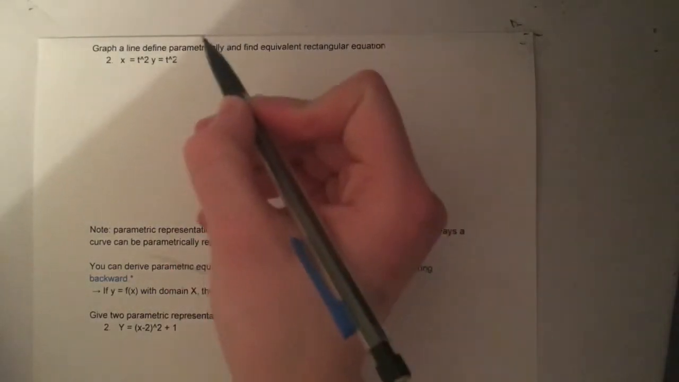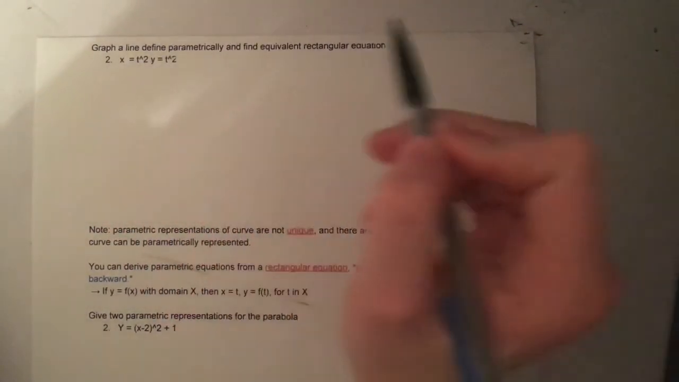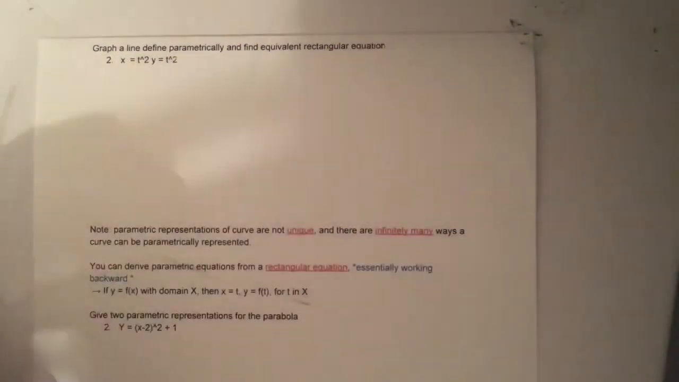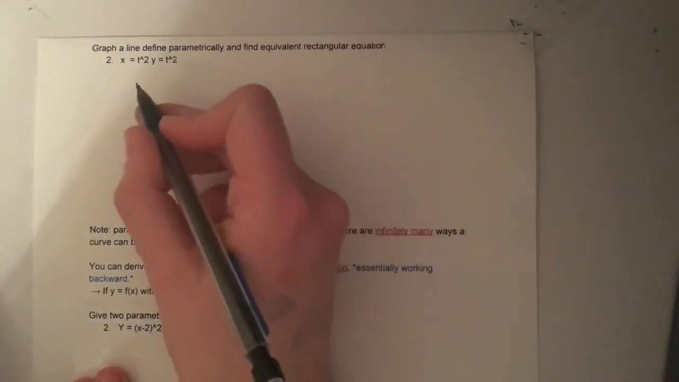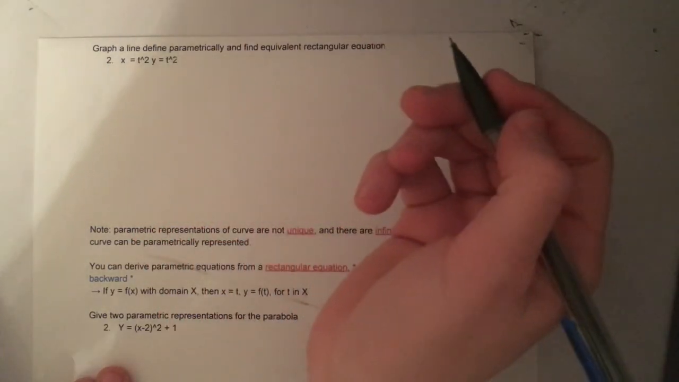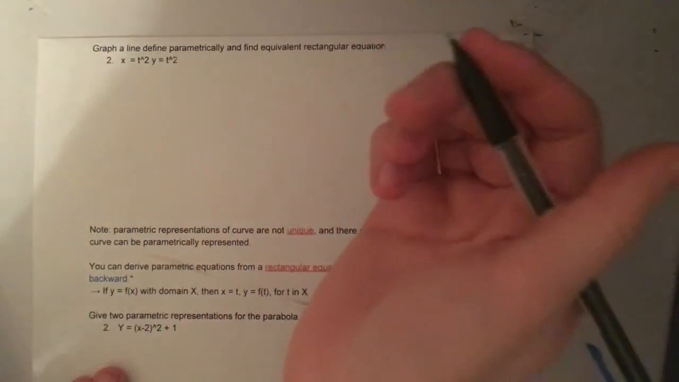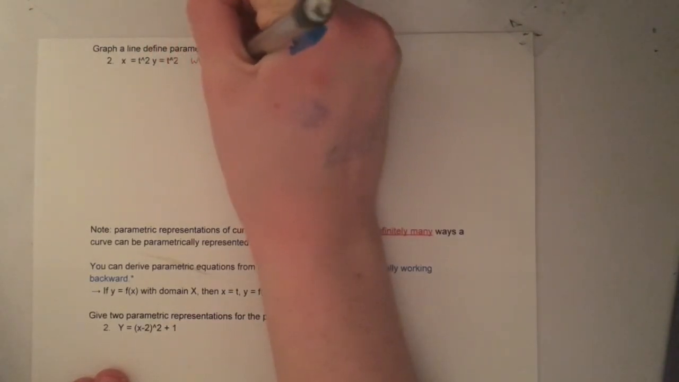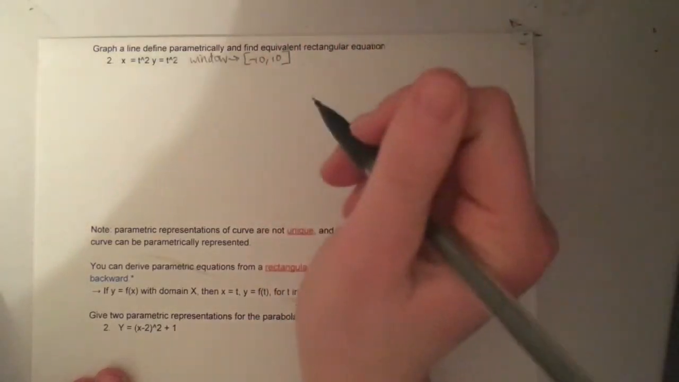Okay, so now we're on to the next example. So what we're going to do is graph a line defined parametrically and find an equivalent rectangular equation. So if t isn't given to you, which it's not, we have to look at the equations to figure out what the domain is going to be, okay? So when we look at this, we can just come up with a random window. We can just have it as a default window of negative 10 to 10, okay?